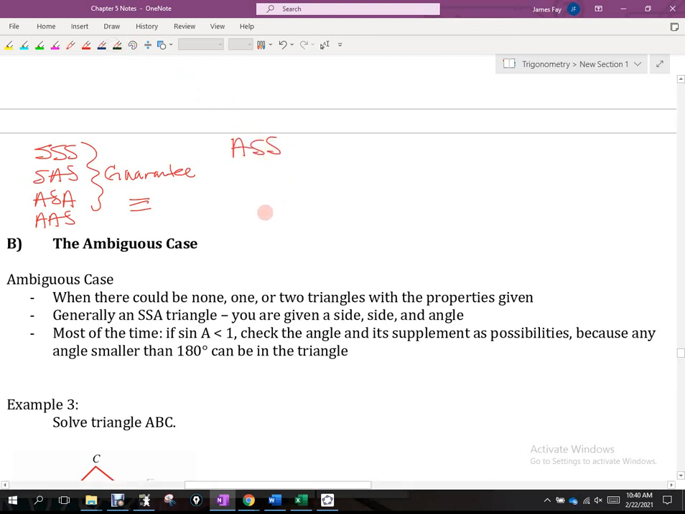ASS. Okay. Now, for obvious reasons, we call it side-side angle, right? But I want to write it this way, because the ambiguous case is a pain in the butt. Okay? And if you can remember the parts, because it's not going to tell you. Okay?